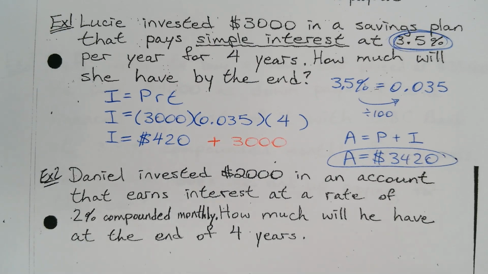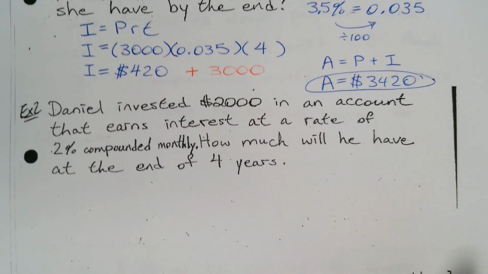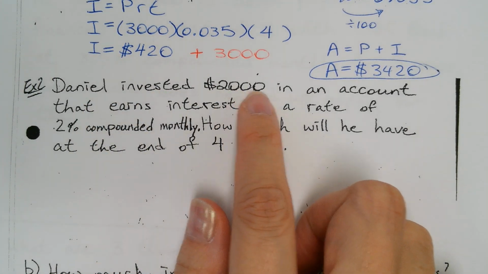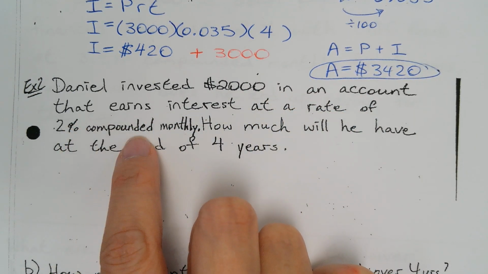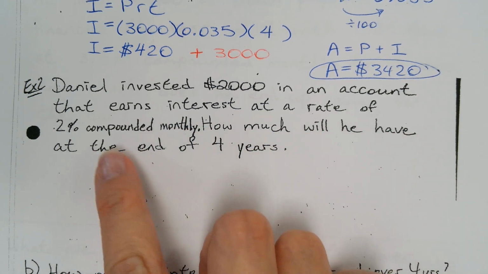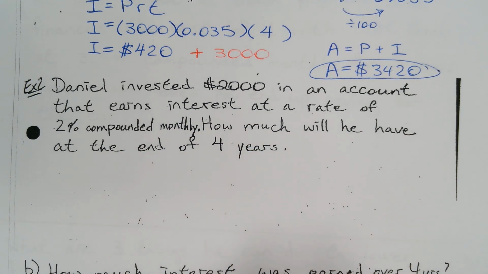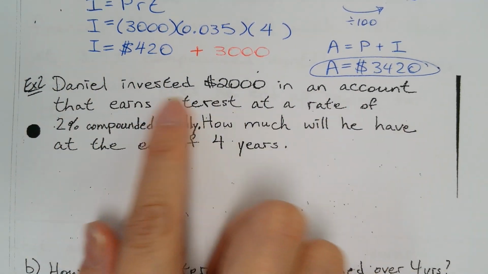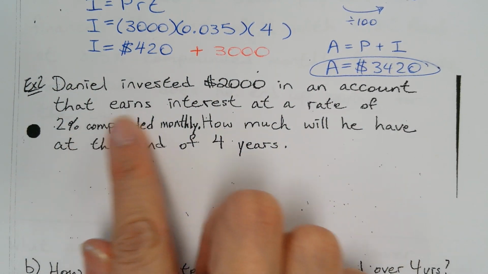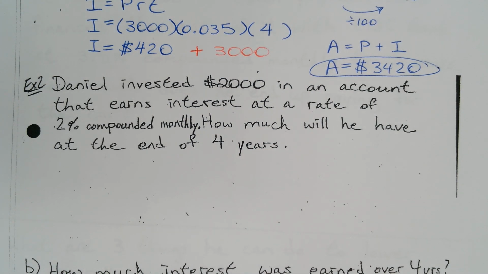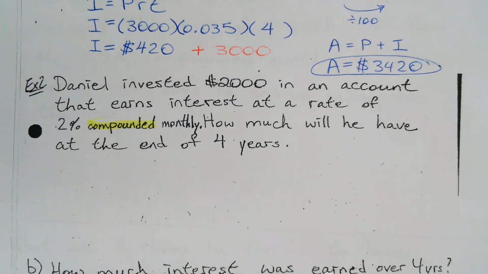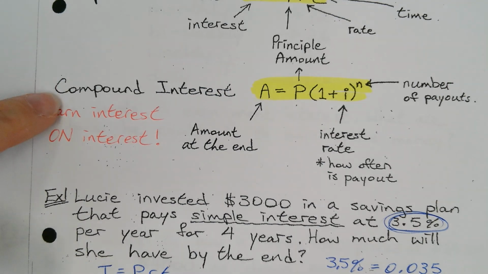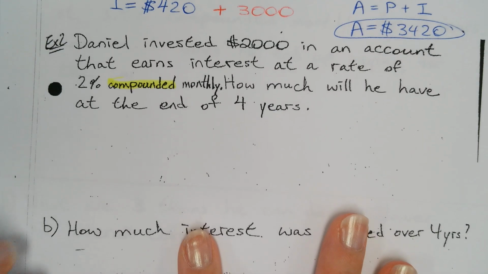Okay. And example 2. Daniel invested $2,000 in an account that earns interest at a rate of 2% compounded monthly. How much will he have at the end of 4 years? Looking at this question, what's the key word to tell you which formula you should use? Compound. Excellent. So this word, compounded, means you should use this formula. So the question does tell you.